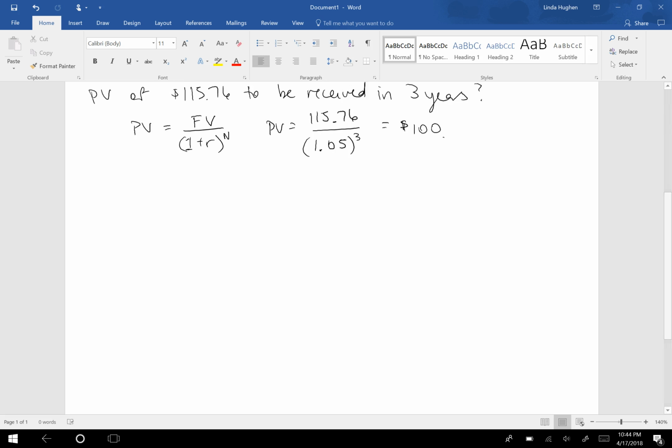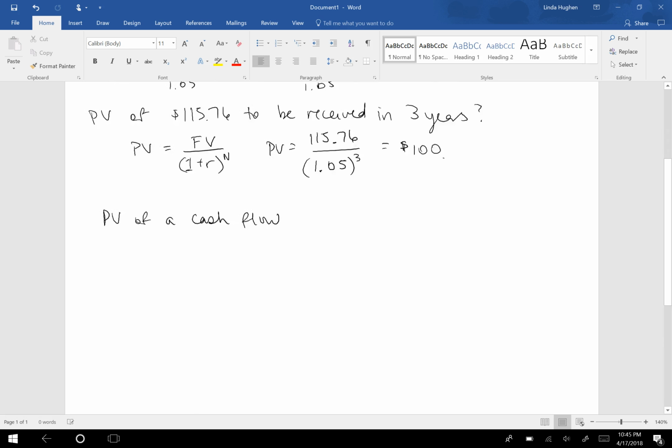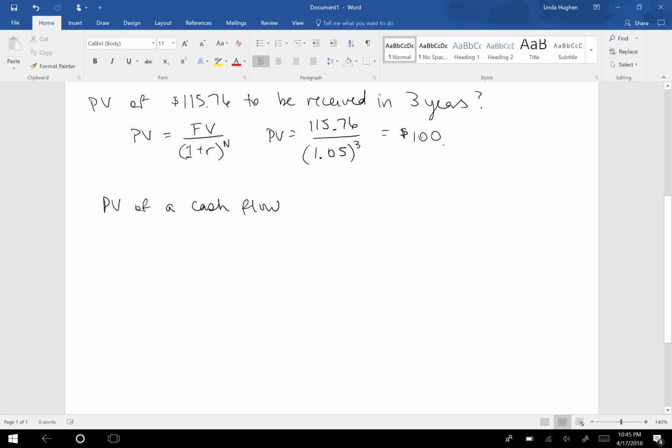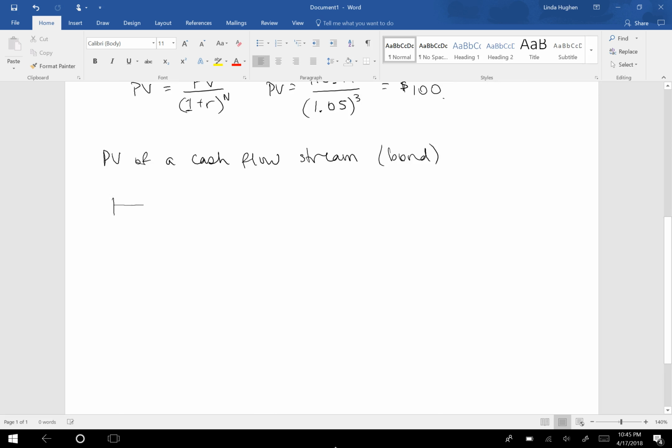All right, how about finding the present value of some cash flow stream? The last example, we looked at making one initial cash investment. Now we are going to look at the present value of a cash flow stream. And here we're going to see an example that fits the characteristics of a bond. Let's say we have a 5-year bond. We're here in time 0. This is the present value. We have time 1, 2, 3.